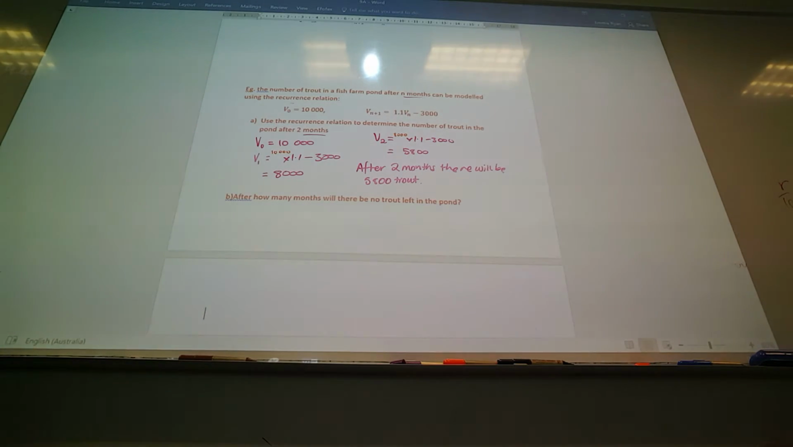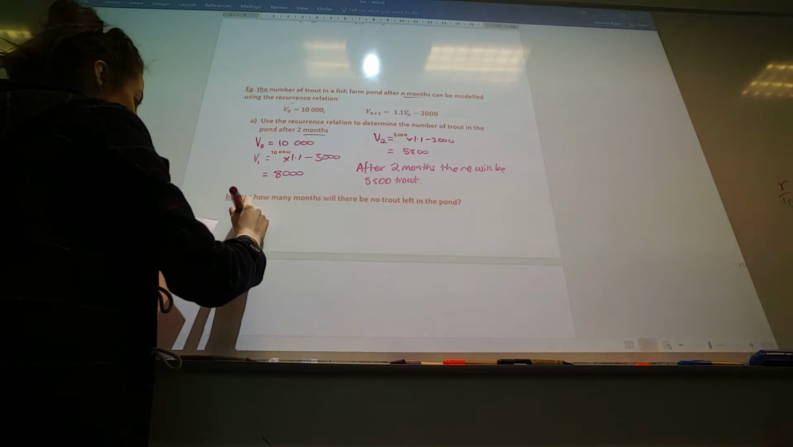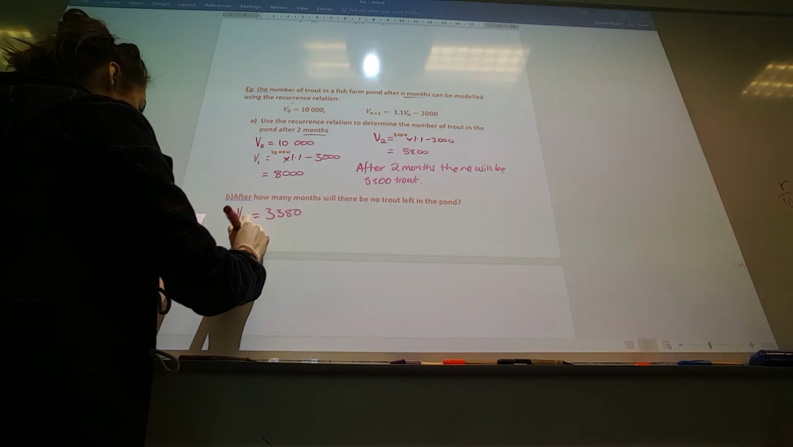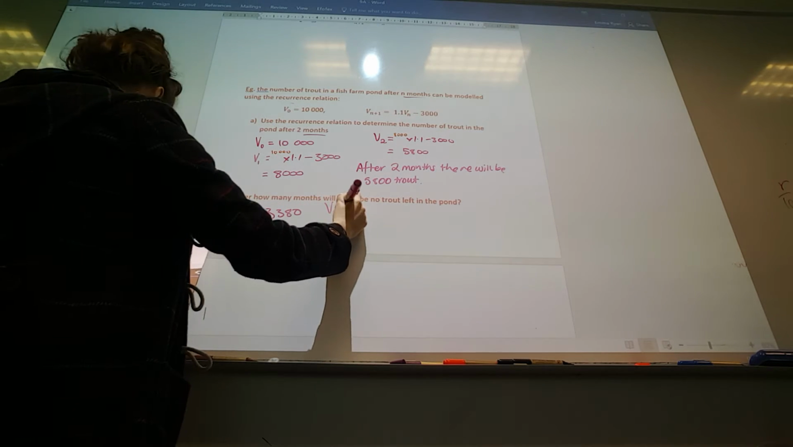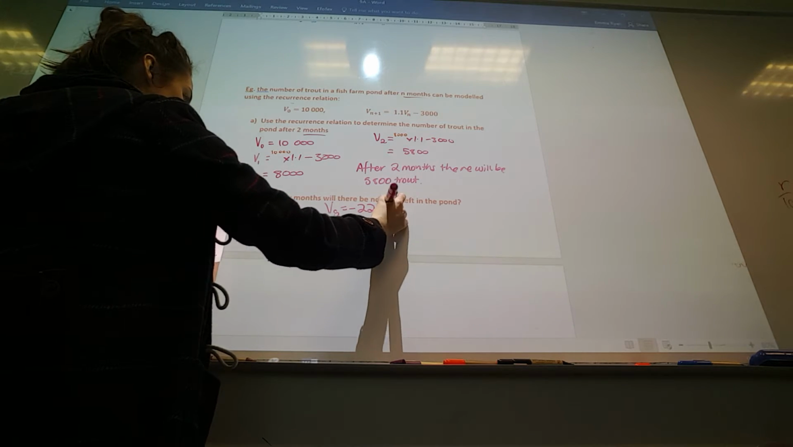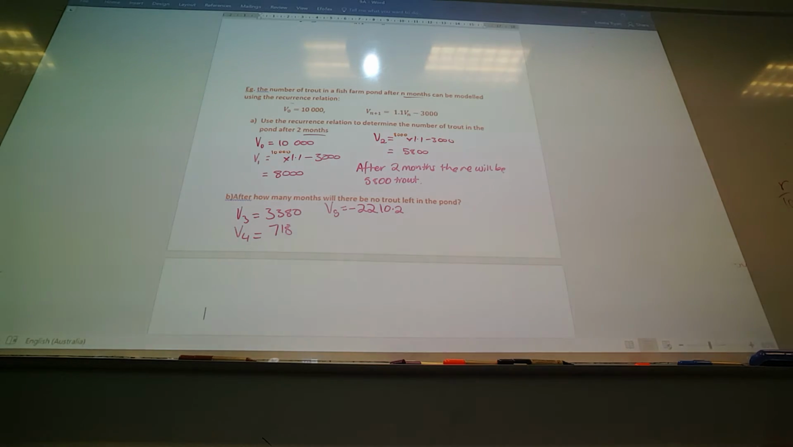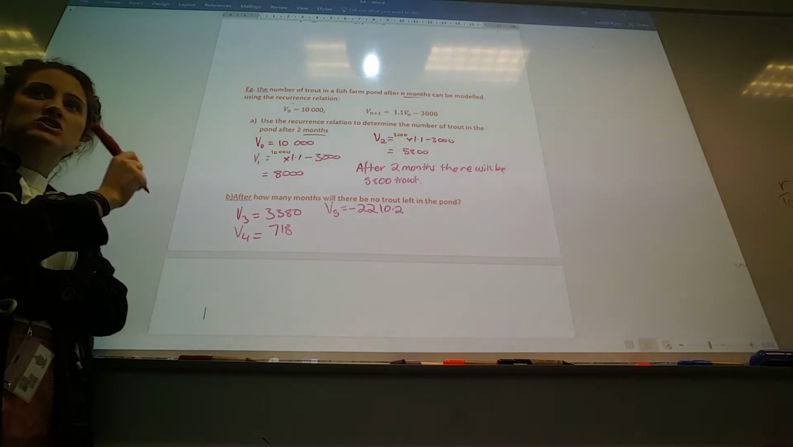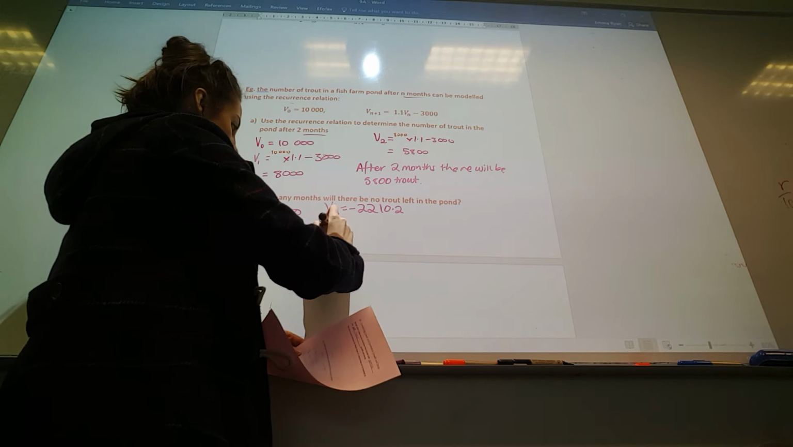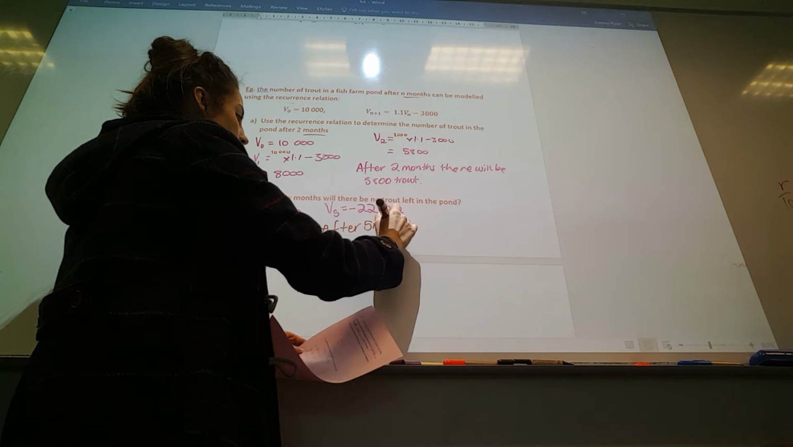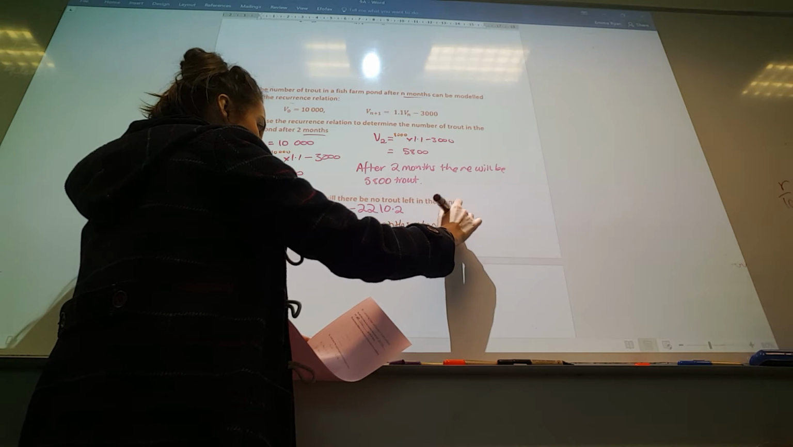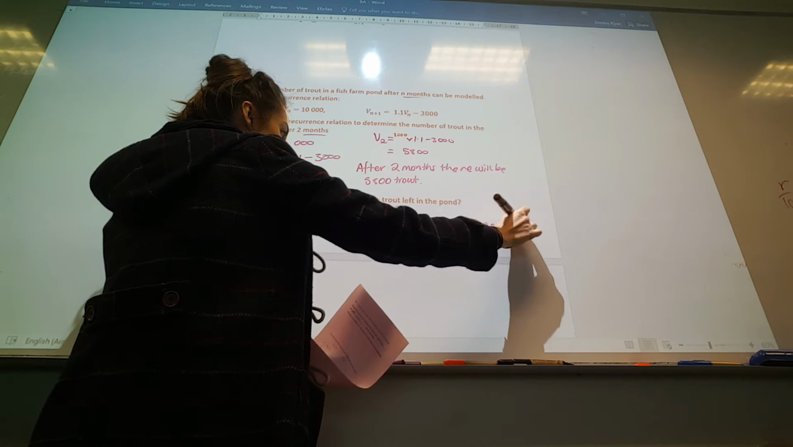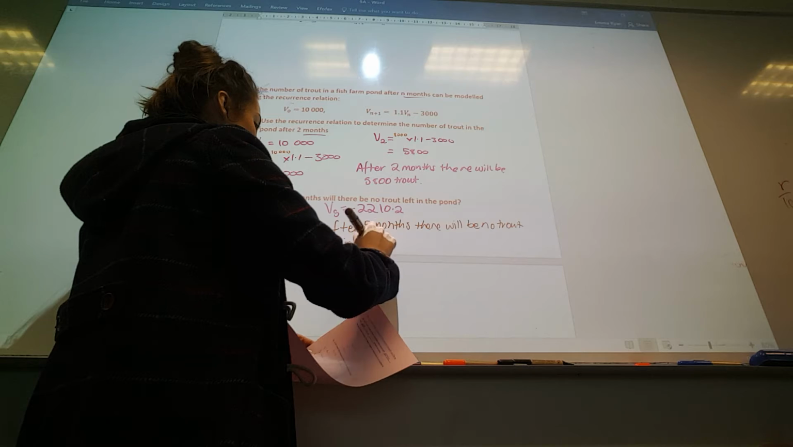Next question, after how many months will there be no trout left in the pond? That's when you can just keep using your calculator, go enter, enter, enter until you get there. So we should end up with V3 equals 3,380, V4 equals 718, V5 equals negative 210.2. So after which month will there be no trout? The 5th. Yep, because in the 4th, we still have 718. Remember, this is only calculated at the end of each month. So it is the 5th. After 5 months, there will be no trout left in the pond.